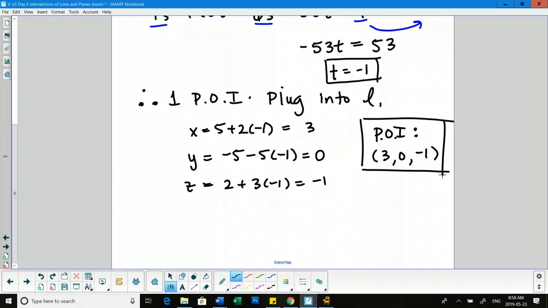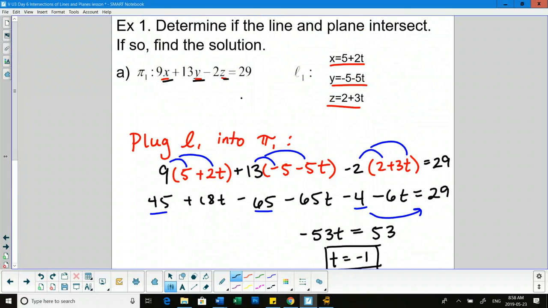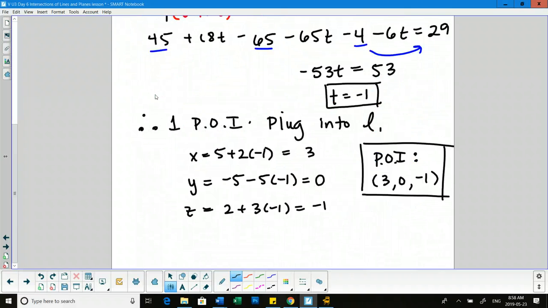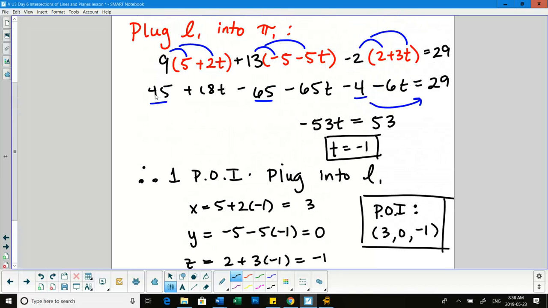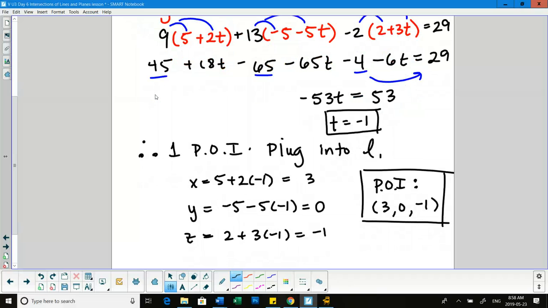Okay, how can I double check that this is the correct point of intersection? Yeah, if we plug our point of intersection into the equation for the plane, I should get a true statement. I should get 29 equals 29 once I simplify on the left side here. So you can do a quick little check. If you've plugged your t value into your parametric equations for your line, that point of intersection should be both on that line and on the plane. Questions for this one? Not too bad, right? Pretty straightforward. We're just going to plug in the x, y, and z, solve, and then plug in our t value.